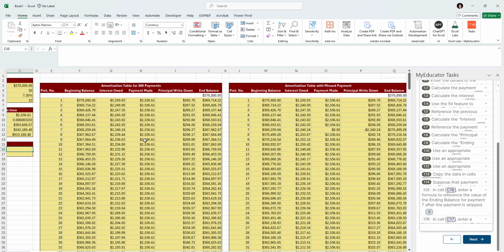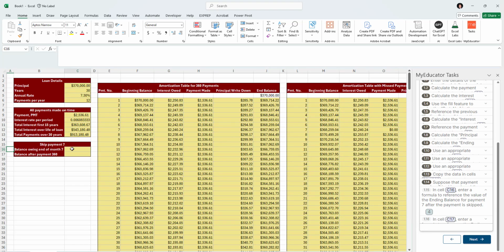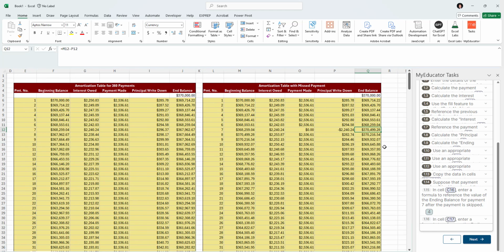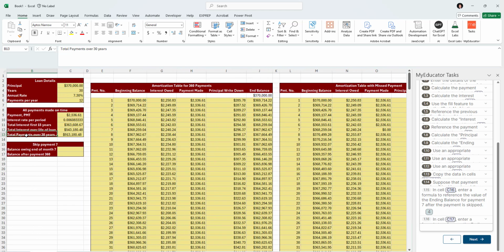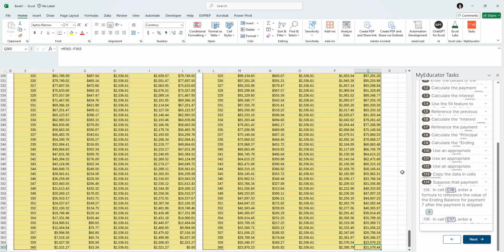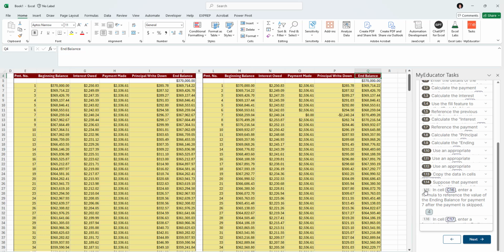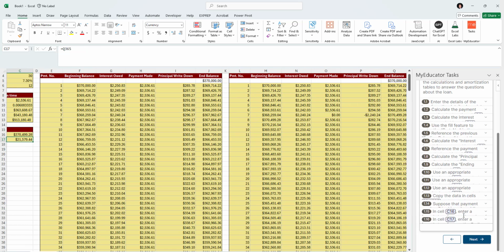In cell C16, balance owing after the 7th payment. That is Q12. Balance after the 360th payment should be Q365. Just make sure I got that right. Yes. Okay. Let's see how it went.